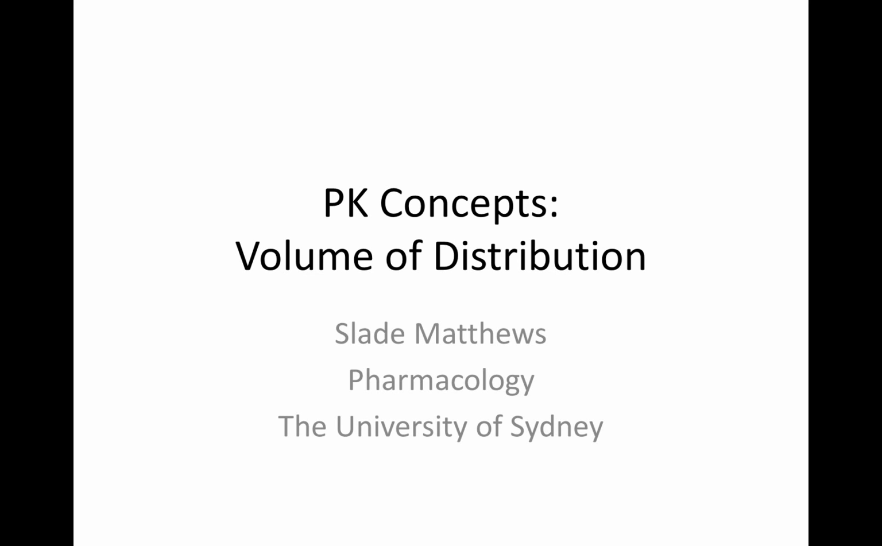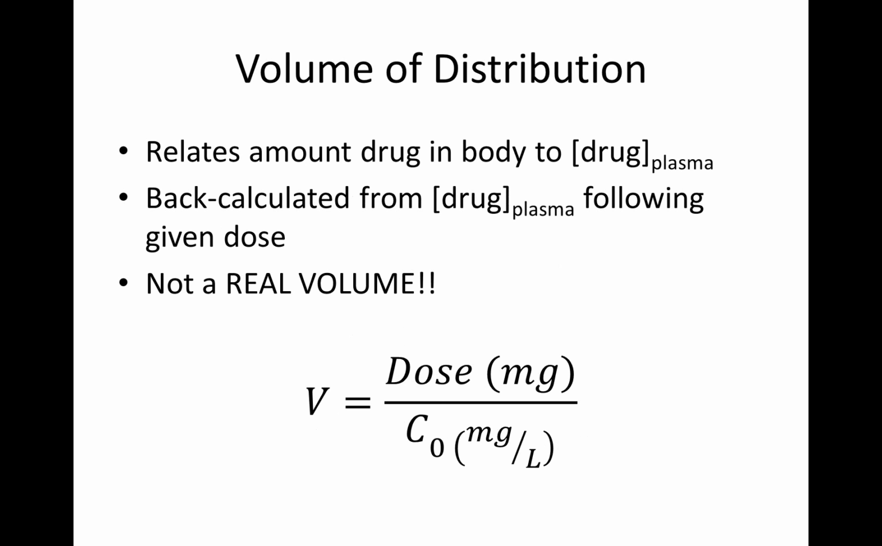This nano lecture will briefly describe the pharmacokinetic parameter volume of distribution. Volume of distribution relates the amount of drug in the body to the plasma drug concentration. It is not a real volume, but rather it is a parameter of the drug that is determined experimentally. Because it is not a real anatomical volume, it is sometimes called the apparent volume of distribution.